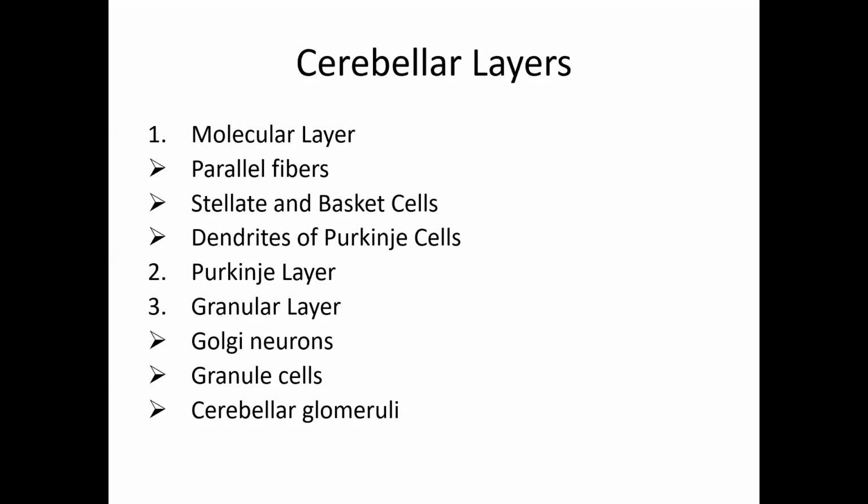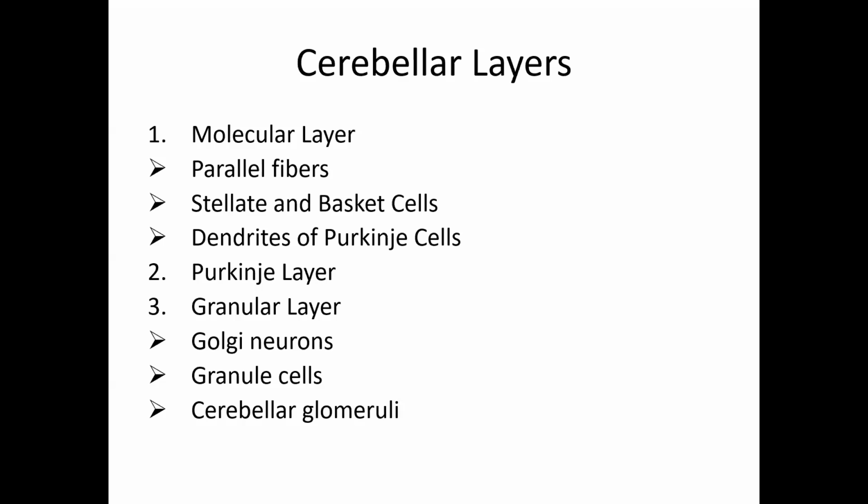So when we look at cerebellar layers, we basically see 3 of them. One is the molecular layer, that is the outermost layer. Then 2 is the Purkinje layer, that's the middle layer. And then 3 is the granular layer, which is the deepest of the cerebellar layers.